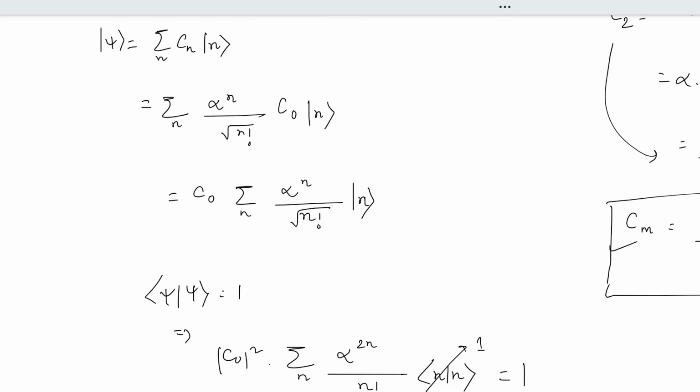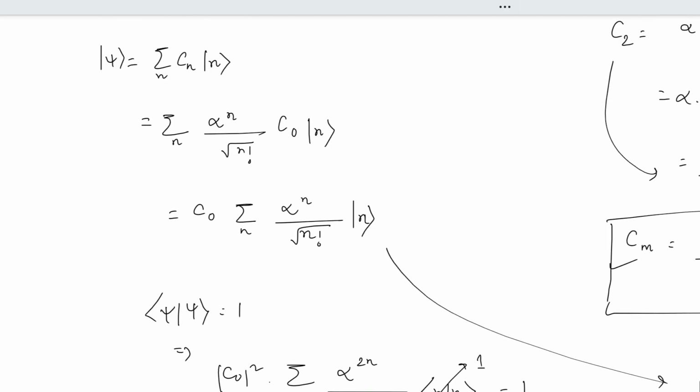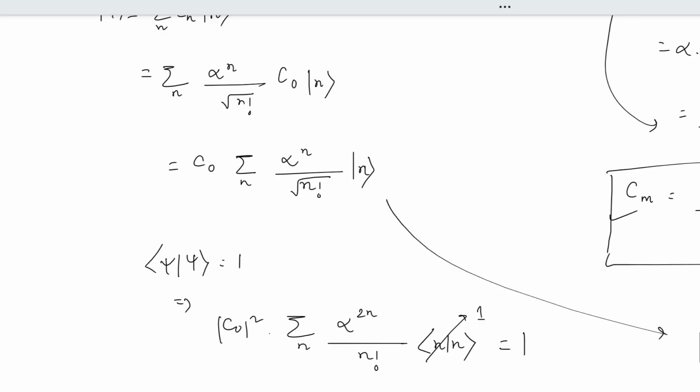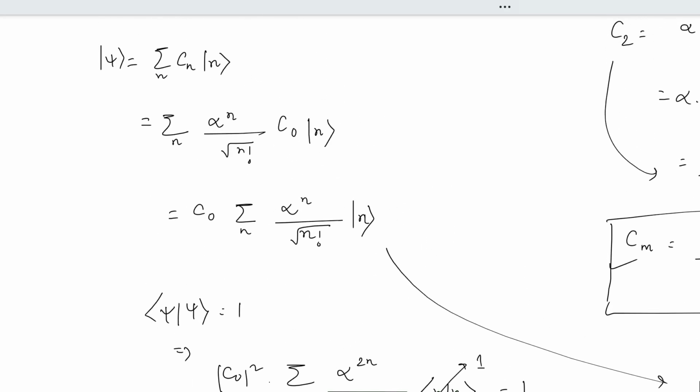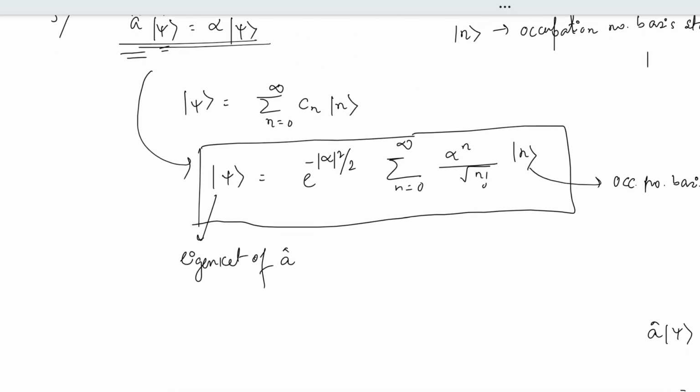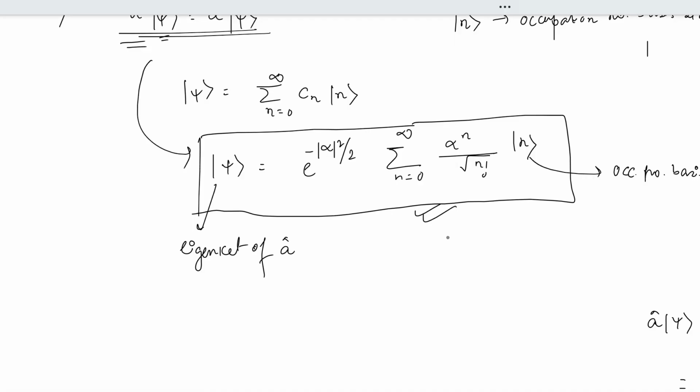Now once you have obtained all these things, you now know that you can write down your psi ket as a sum over n. Now the value of C0 is independent of n, so we can write it outside of the summation, e to the power of minus mod α squared by 2, and then sum over n of α to the power n by root over n factorial, n ket. So this is the eigenket of the annihilation operator a cap written in terms of the occupation number basis state n ket. So now you know how I am getting to this equation, right?